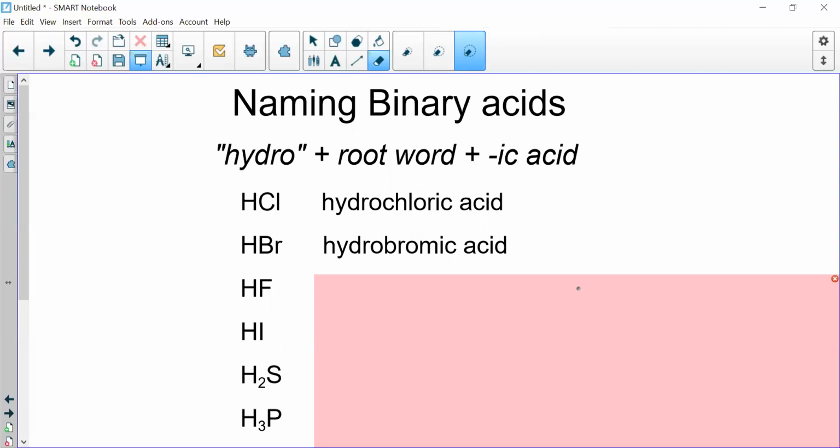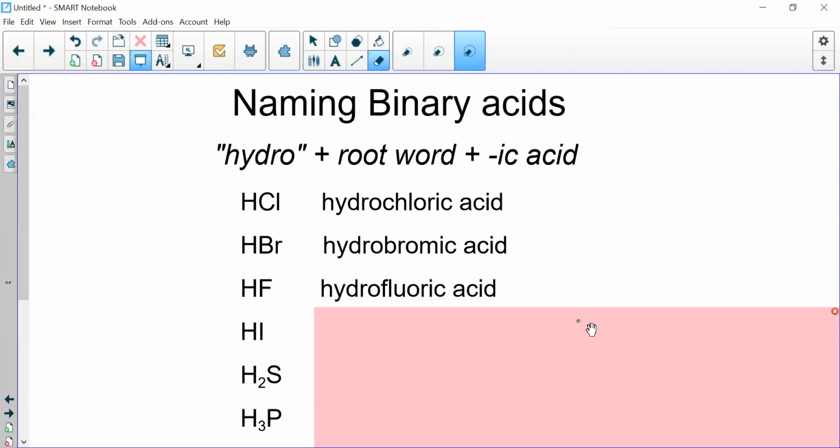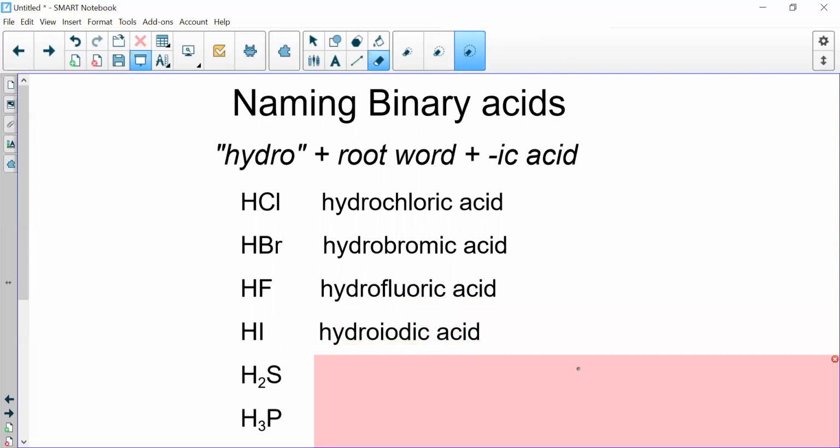Fluor, hydrofluoric acid. Remember, fluorine is spelled F-L-U-O-R-I-N-E, not O-U. Iodine, hydroiodic acid. So the root word of these halogens, which are group 17 elements: chlorine is chlor, brom, fluor, and iod.